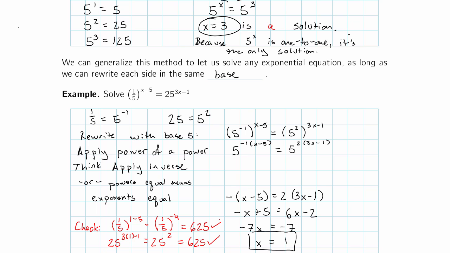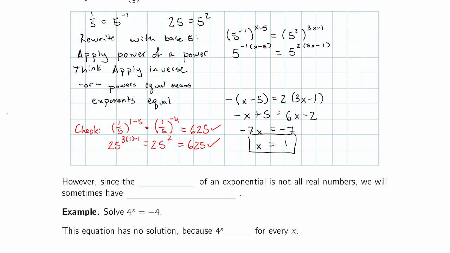We can also detect some cases where there's not a solution at all. In particular, the range of an exponential function is not all real numbers. So sometimes we have no solution. So for example, if we meet the equation 4 to the x equals -4, that has no solution because 4 to the x is positive for every x.